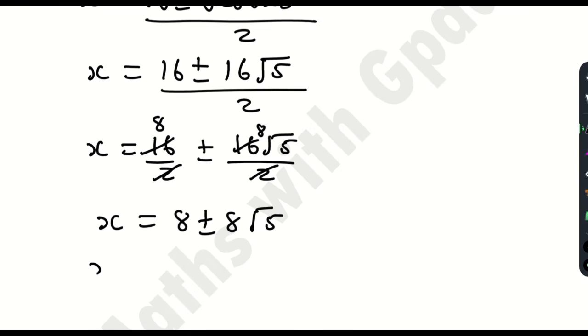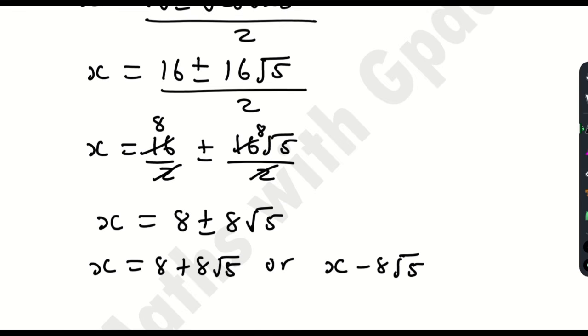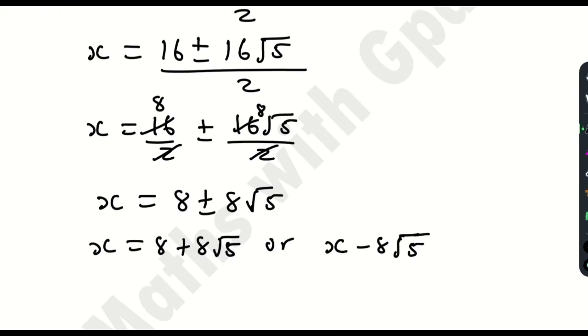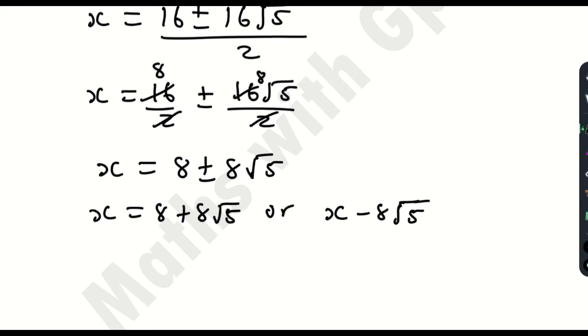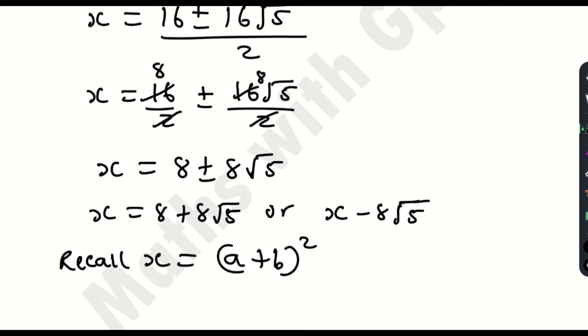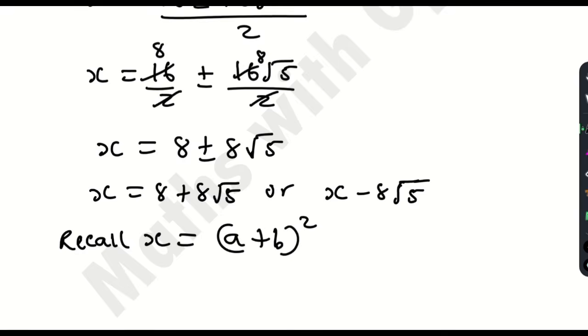So we can conclude by saying x is equal to 8 plus 8 root 5, or x is equal to 8 minus 8 root 5. Should this be the final answer? Not yet, because we already set x to something. Let's bring in what x is. Recall that x is equal to a plus b all squared, as we have earlier in the working. So let's bring that here.